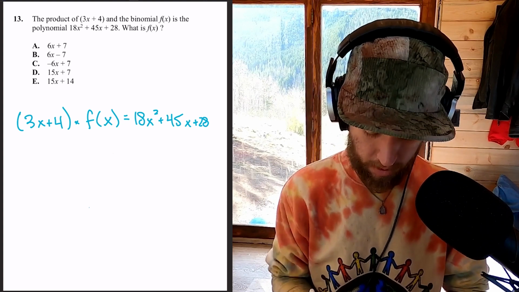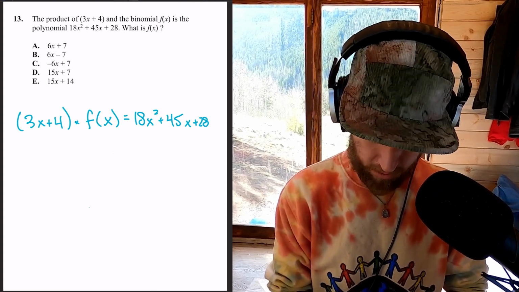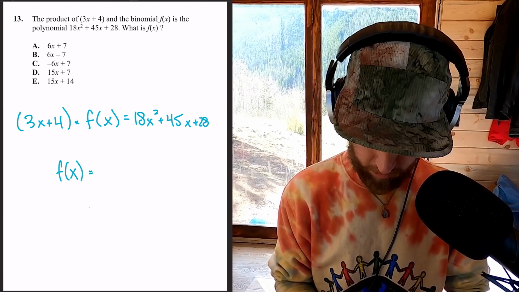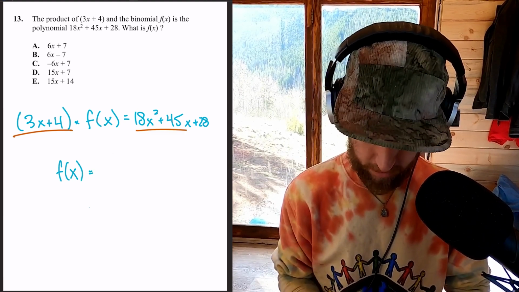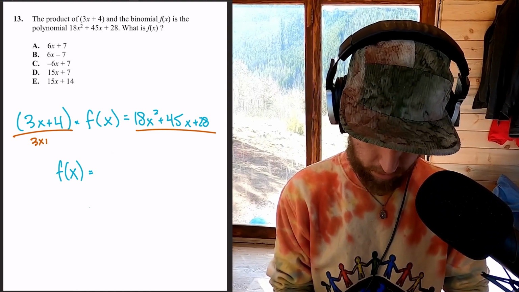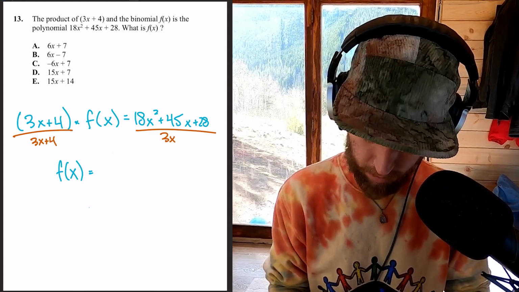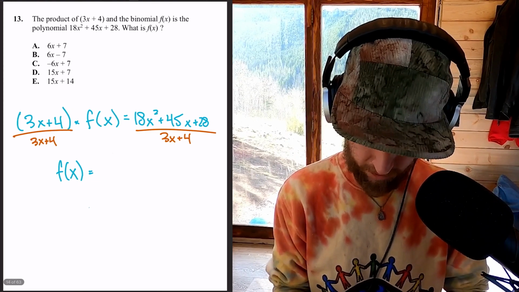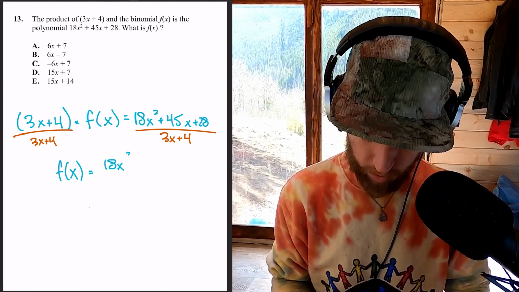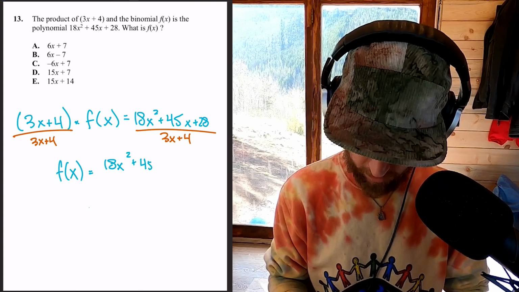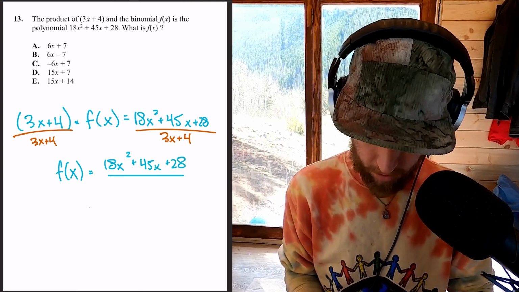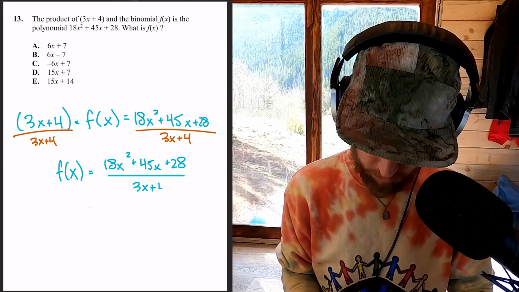Okay, so basically, we have this equation, and I want to solve for f of x. To get f of x by itself, we have to divide both sides by 3x plus 4, so we can get that 3x plus 4 off the left side and over to the right. However, I can promise you this answer isn't up there, because they're probably asking for some simplification.